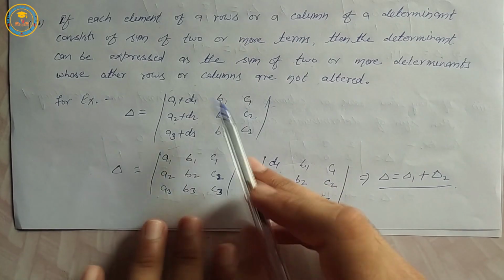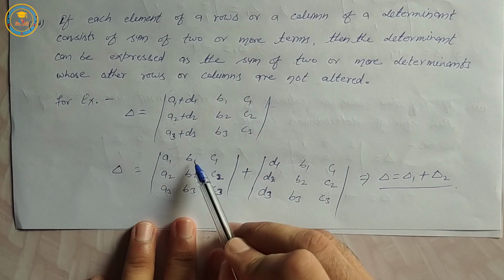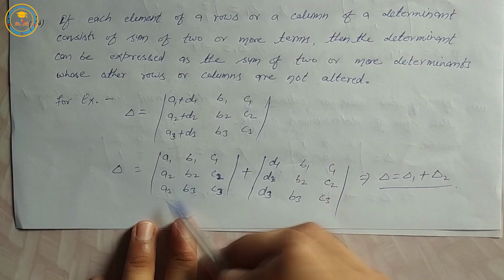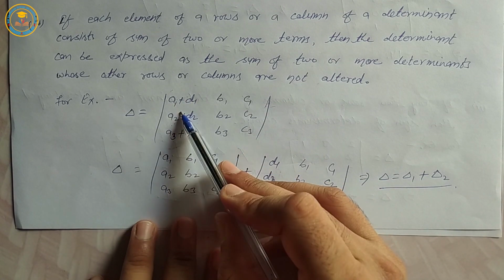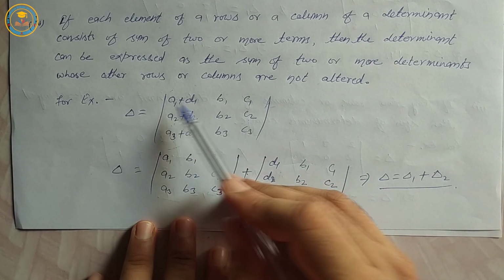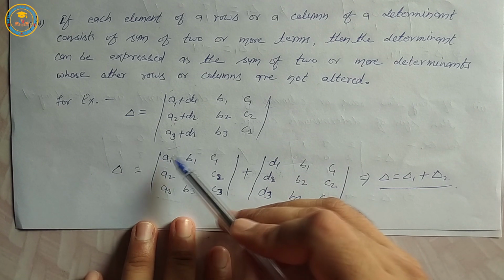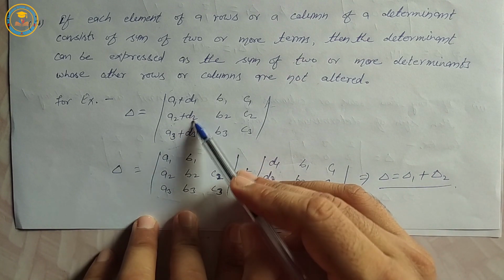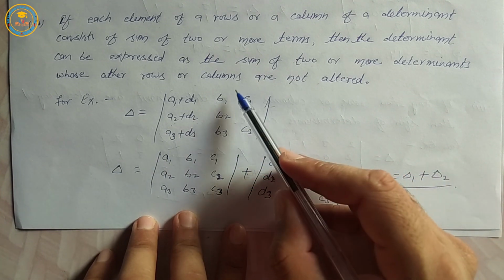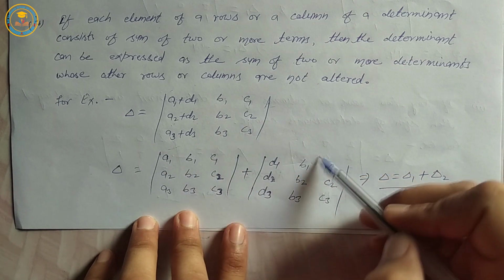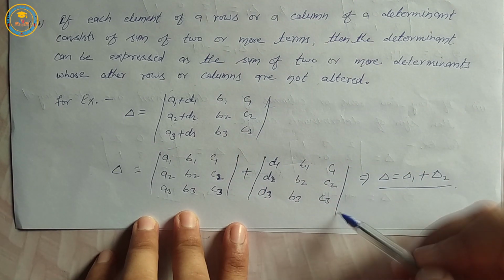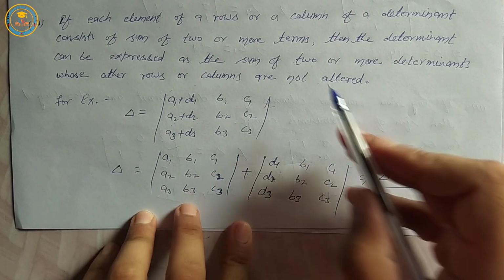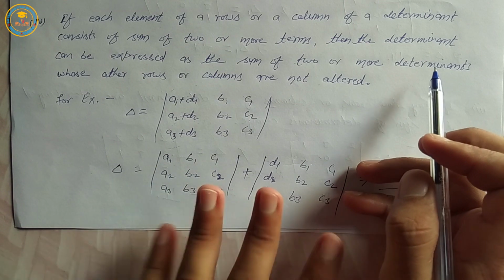Okay, it means A1 B1 C1, A2 B2 C2, A3 B3 C3, plus, A1 A2 A3 replaced by D1 D2 D3, with B1 B2 B3 and C1 C2 C3 unchanged. Okay, it means del is equal to del 1 plus del 2, a sum of two or more determinants.